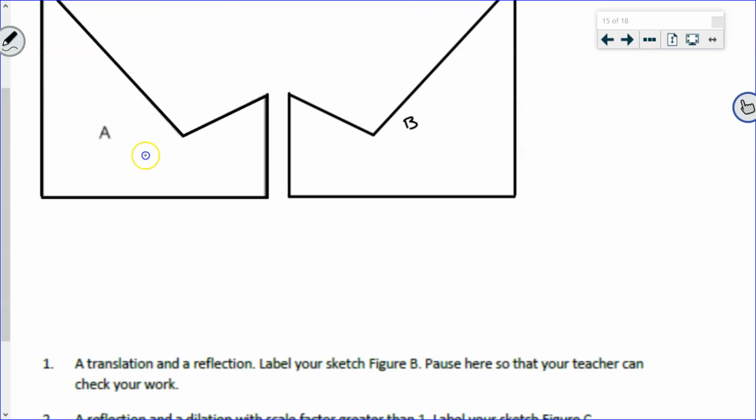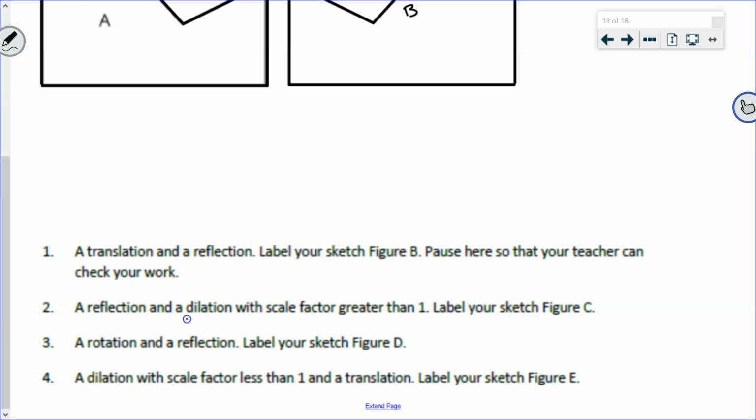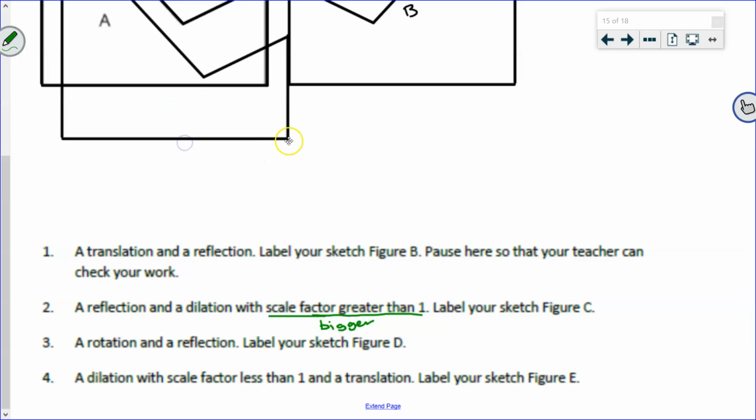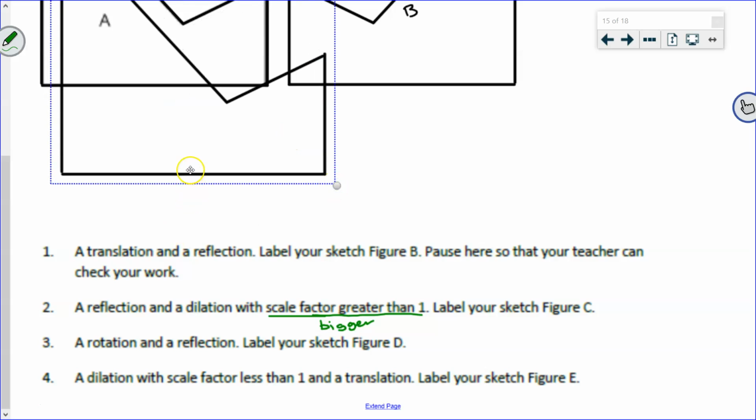Okay. Now, let's do part 2. A reflection and a dilation with scale factor greater than 1. Let's just talk for a second. If I have scale factor greater than 1, what's going to be happening with this figure? Bigger or smaller, Zeta? It's going to get bigger. Does it say how much bigger it's going to be? No, it just needs to be bigger. So I'm going to make it bigger.